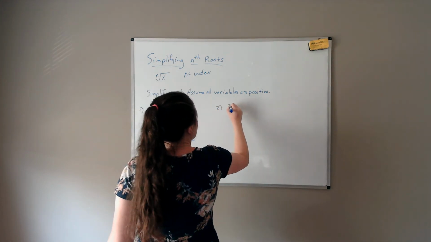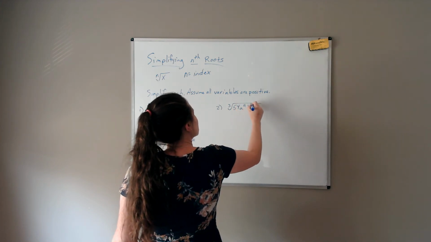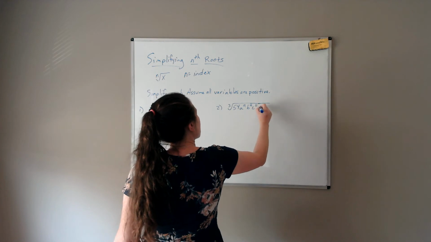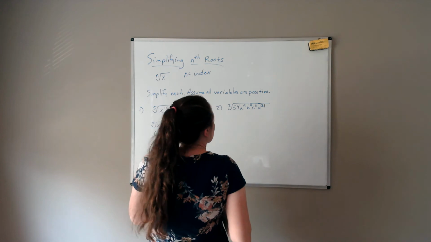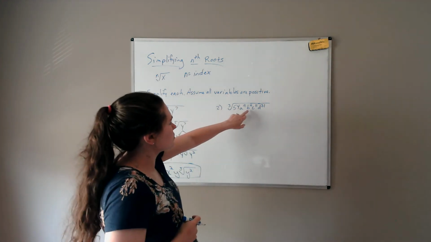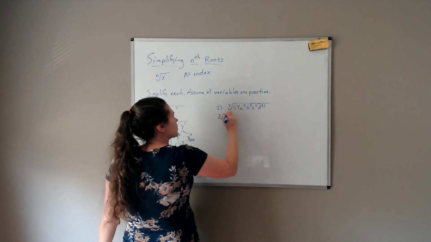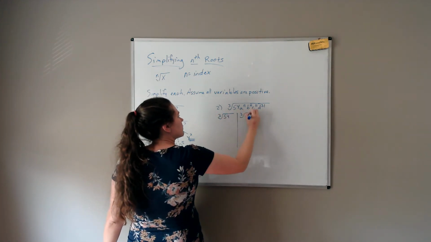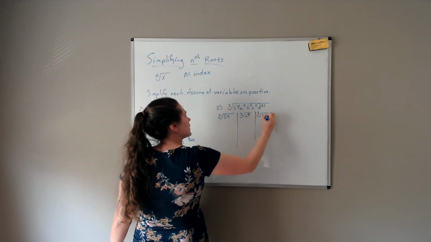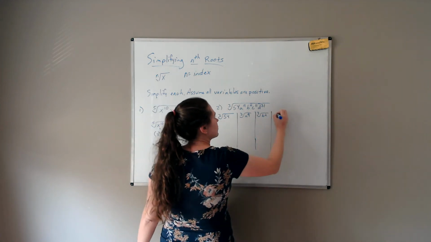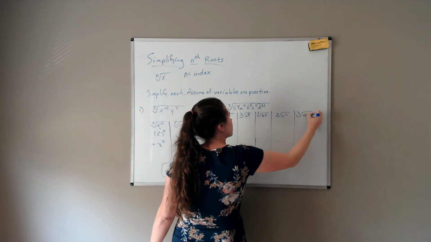Number 2, we'll do the cubed root of 54, a to the 9th, b to the 2nd, c to the 11th, and d to the 31st power. Okay, so we have 1, 2, 3, 4, 5 different factors. We're going to want to break this up. The cubed root of 54, the cubed root of a to the 9th, the cubed root of b to the 2nd, the cubed root of c to the 11th, and the cubed root of d to the 31st power.